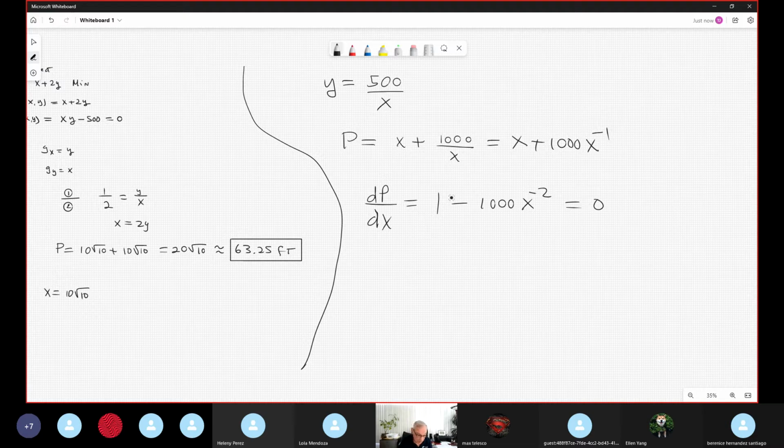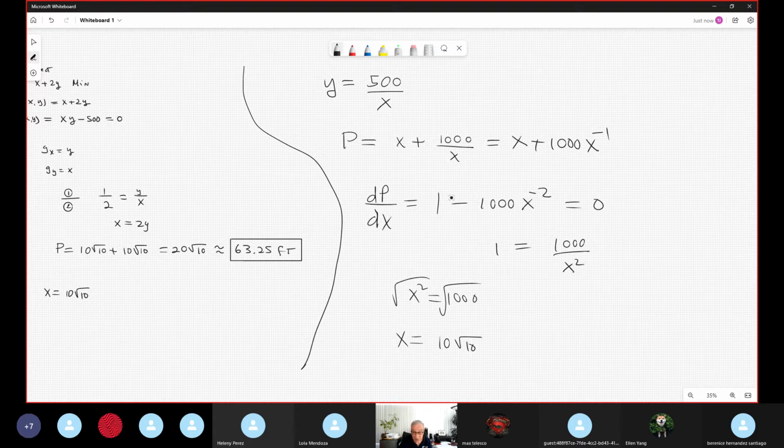Entonces I solve this equation. This equation is 1 equal to 1000 over x squared, something like that, right? I moved it. Now, for x, cross multiply: x squared is equal to 1000. Apply the square root to both sides. x is equal to 10 radical 10, because 1000 is 100 times 10, and the square root of 100 is 10. And we get the same answer.